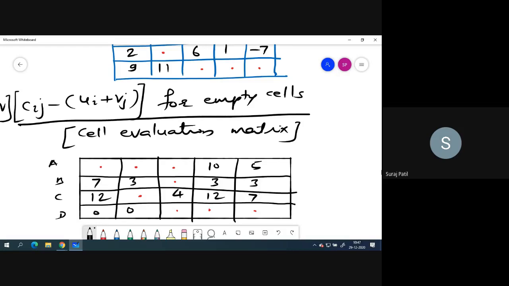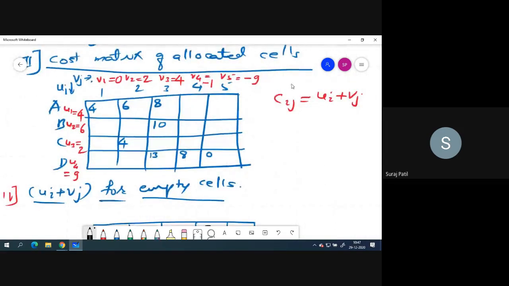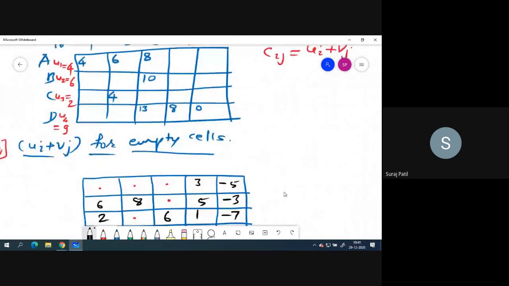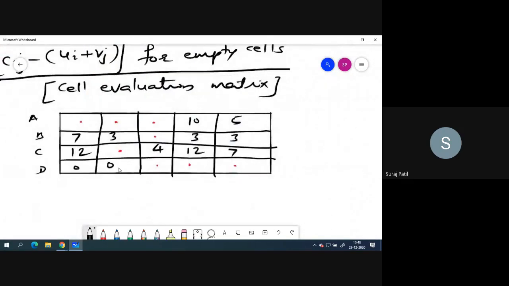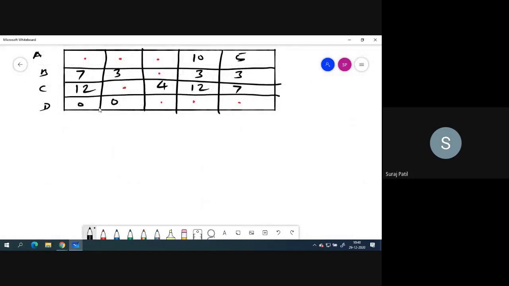If you see all the values in this particular cell are positive or zeros, there is no negative value. That means the solution obtained in the first step is an optimum solution. So this is my optimum transportation plus production cost. The zeros present in the matrix tell that there is an alternative solution with the same transportation plus production cost. So the presence of 0 indicates there are two more solutions with the same value of 1465.